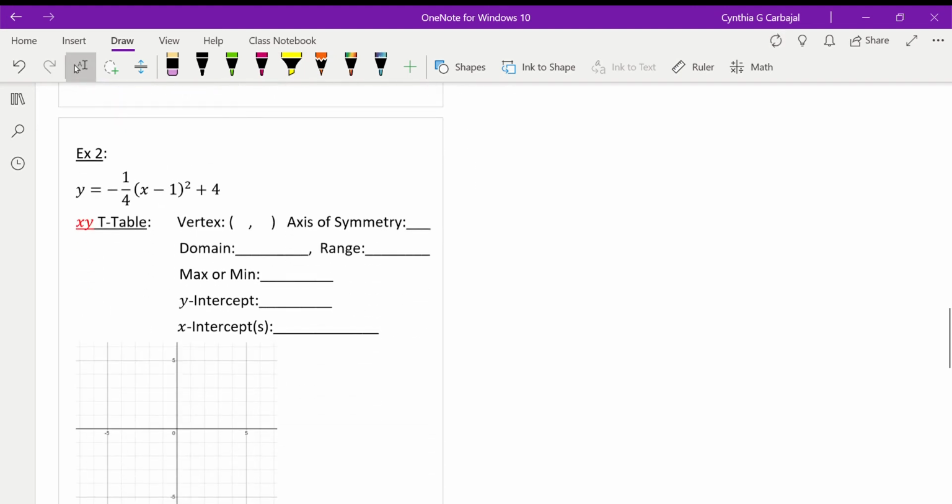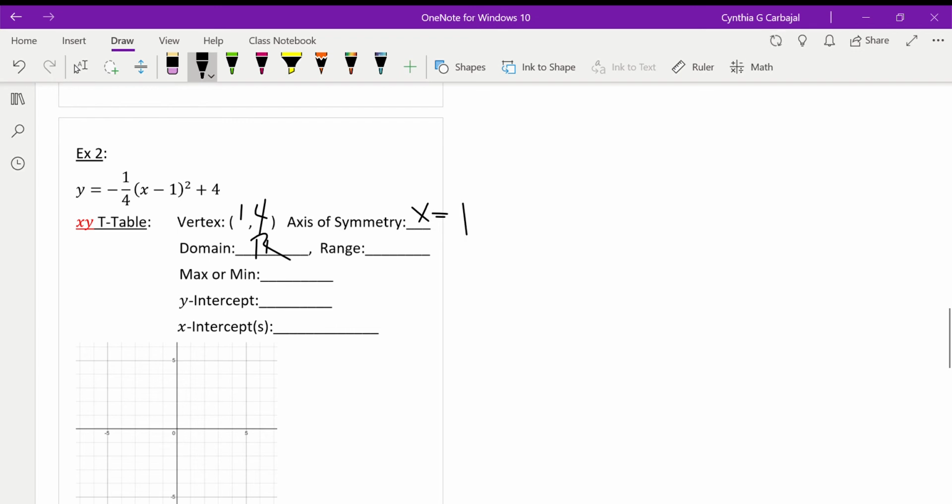Okay. So the h, or the number inside the parentheses, is a -1, so it's going to be positive. And then there's a +1 on the side, so +4. Axis of symmetry is going to be x value, so x equals 1. Domain is going to be 99.9% of the time all real numbers, so I'm just going to put all real numbers.